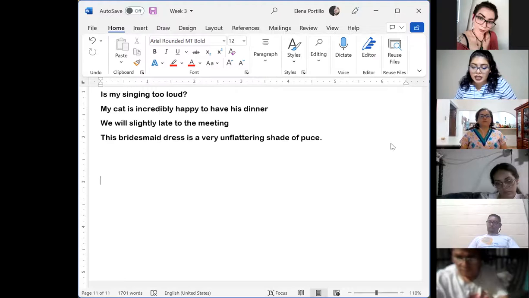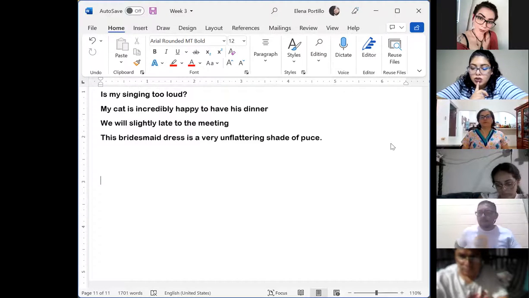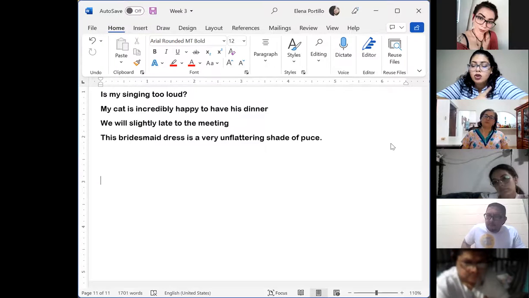Philip only feed the cat, or we have Philip feed only the cat. So in this case, he's saying that we need to put the adverb close to the word we are going to modify. Tenemos que ponerlo cerca de la palabra que vamos a modificar. Y tenemos que tener cuidado cuando utilizamos la palabra only, porque es uno de los modificadores que con más error lo ponemos en un lugar que no es.